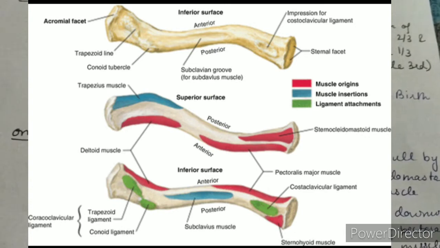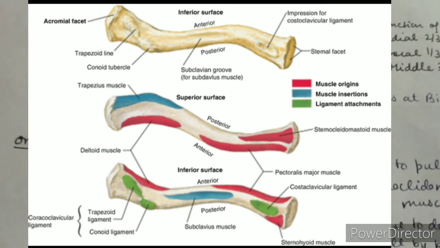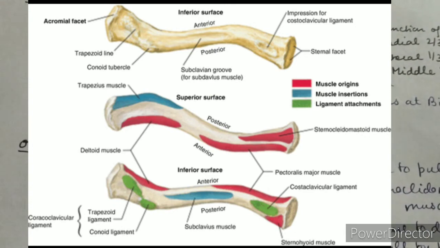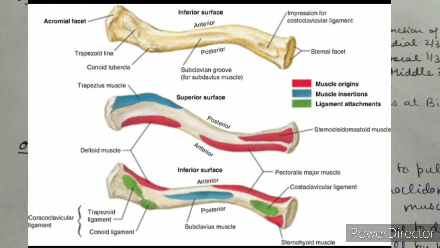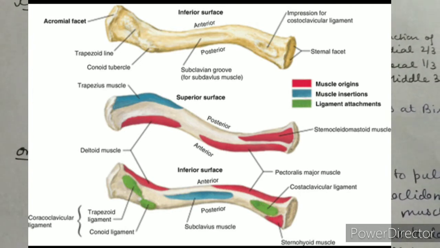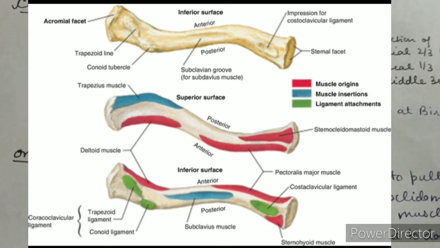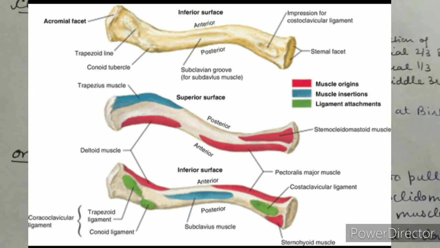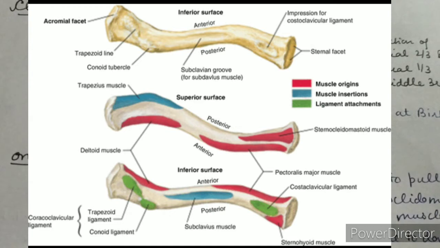It has got two parts, medial 2/3 and the lateral 1/3. The most common location of the clavicle fracture is at the junction of the medial 2/3 and the lateral 1/3. But in MCQs you will also get the term middle third, so that is also correct. Then it is the only long bone that is arranged horizontally. It is a subcutaneous bone.